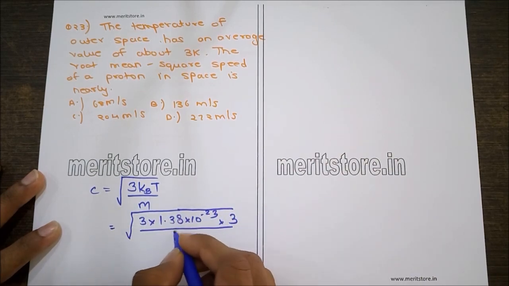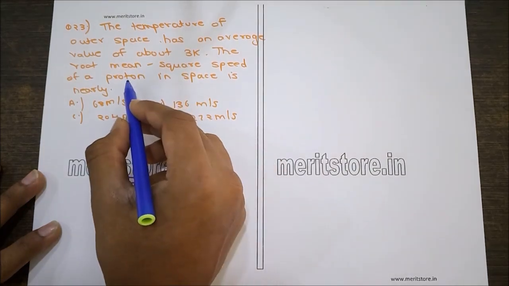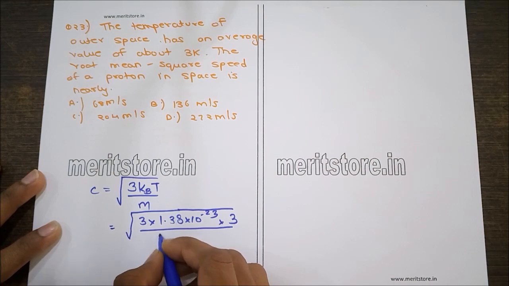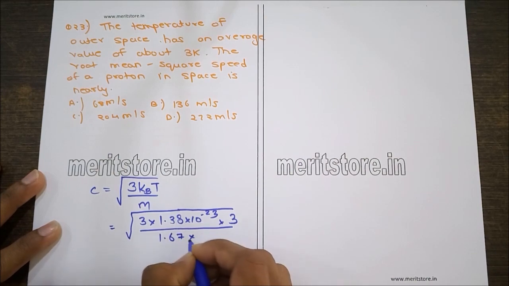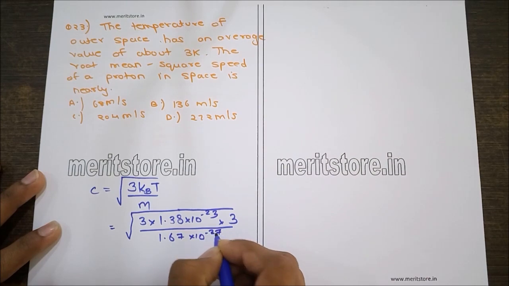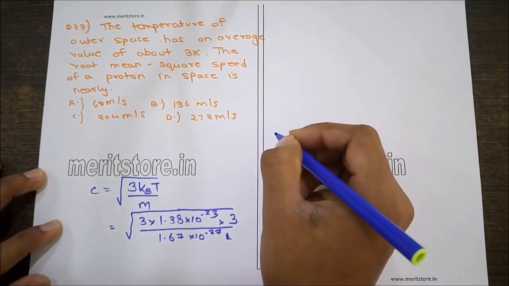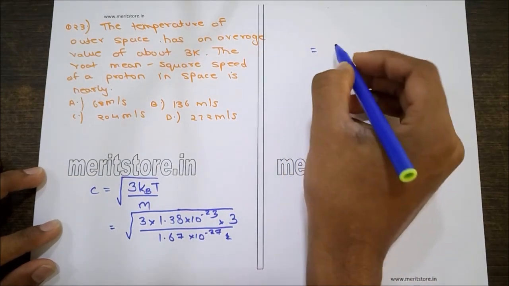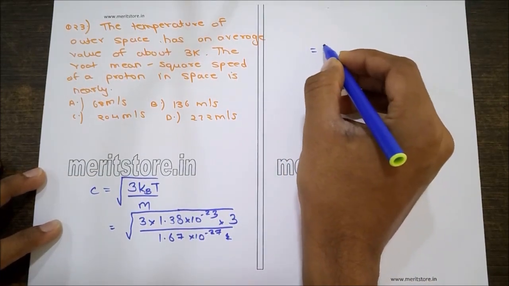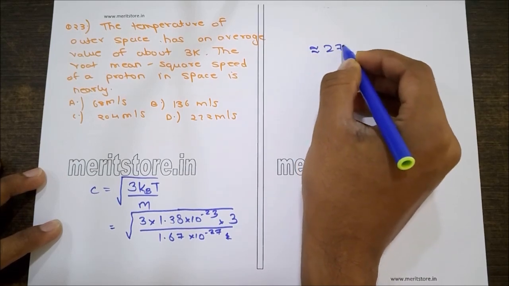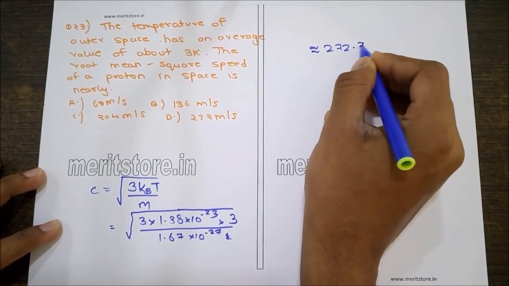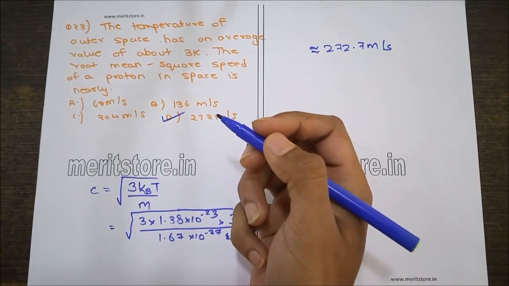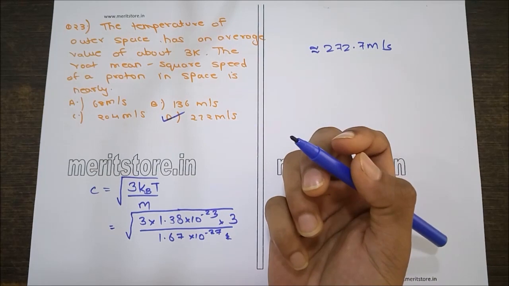Upon m, since it is a proton, we know the value of mass of proton, that is standard as 1.67 into 10 raised to minus 27 kg. So on solving this, the value comes out somewhere around approximately 272.7 meters per second. Hence, option D can be marked as the answer.